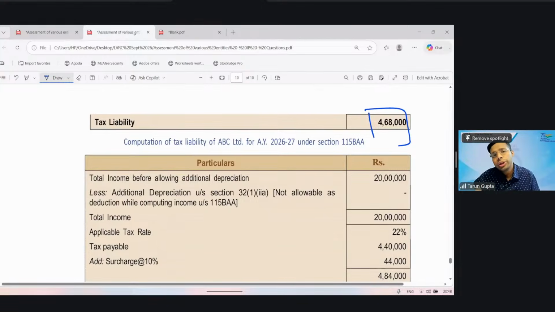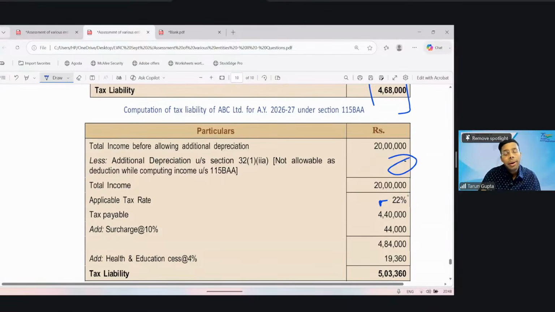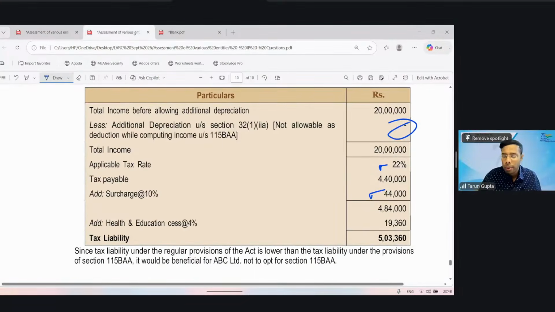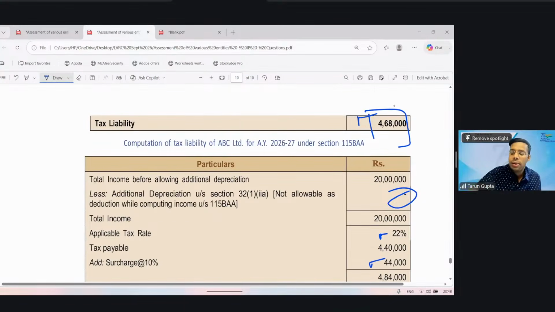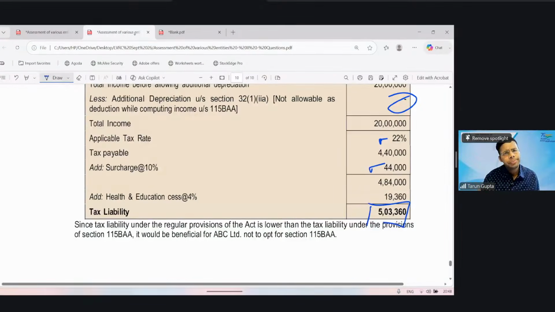Under section 115BAA, the new regime, the additional depreciation is not allowed, but there's a concessional tax of 22%. But then there's a mandatory surcharge of 10%. In the tax rate, the total tax liability comes to 5,03,000. So it is better to opt for the old tax regime because in such case, the tax liability is less than the new one. Okay, quite simple question. So we discussed everything relevant from this chapter. Now we will conclude our class for today and we'll meet again tomorrow. Thank you.